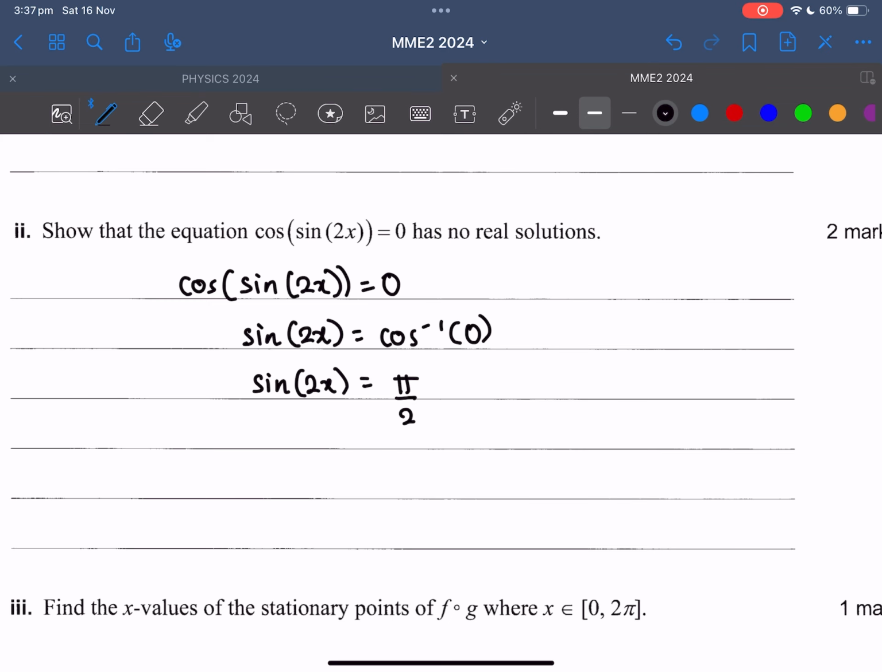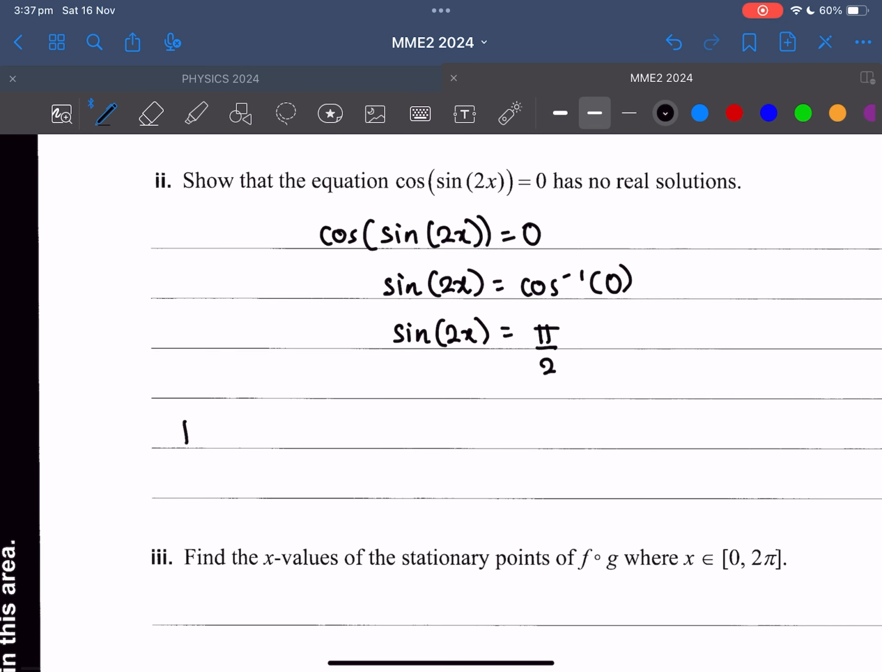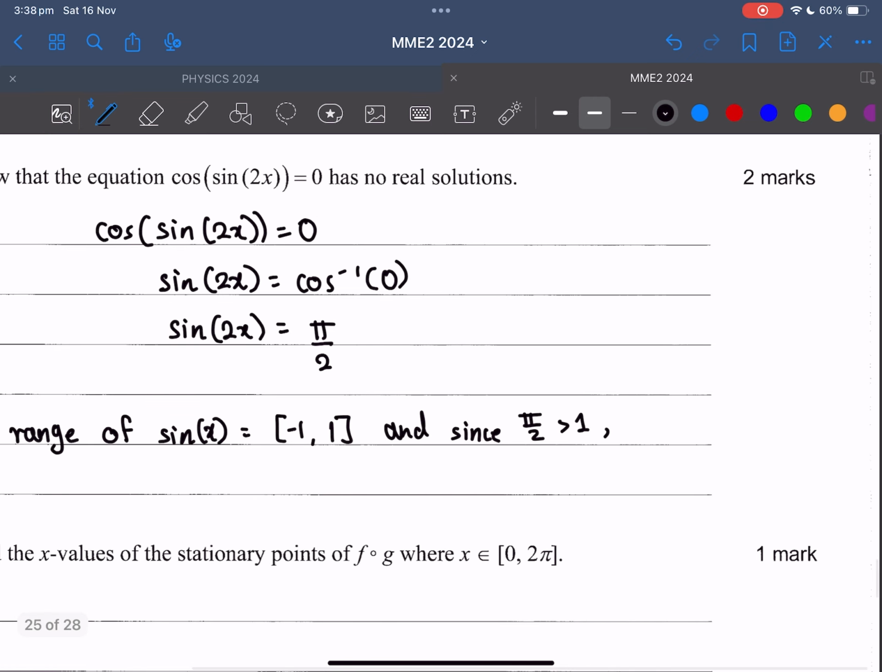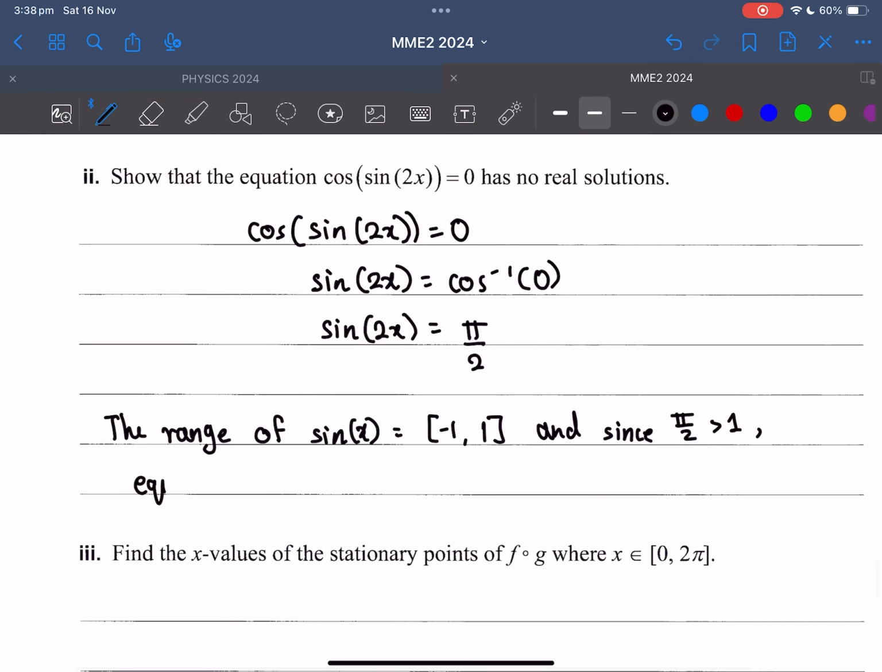So we can say that the range of sine of x equals -1 to 1. And since pi on 2 is greater than 1, the equation has no solutions.